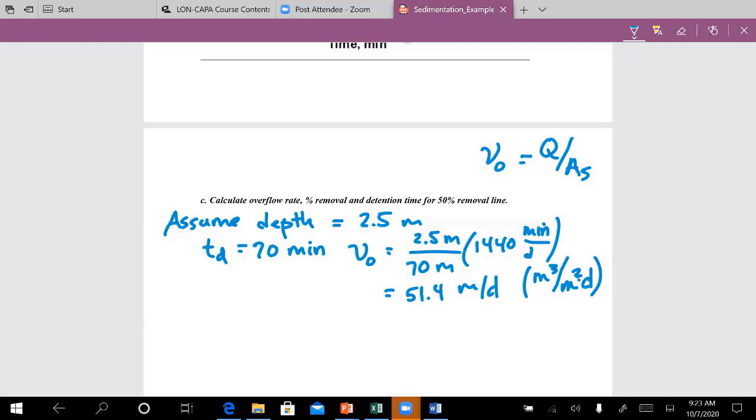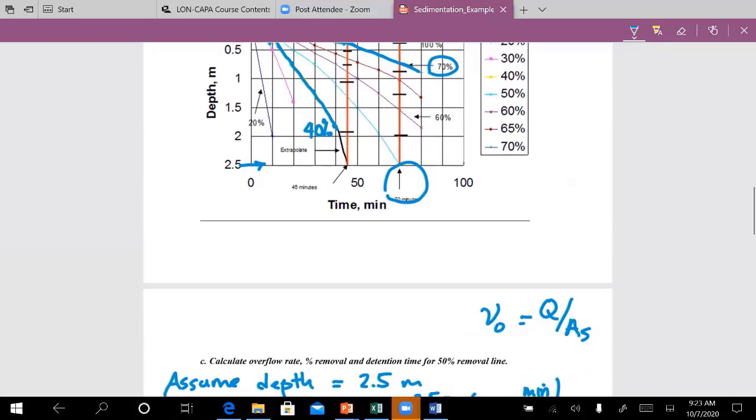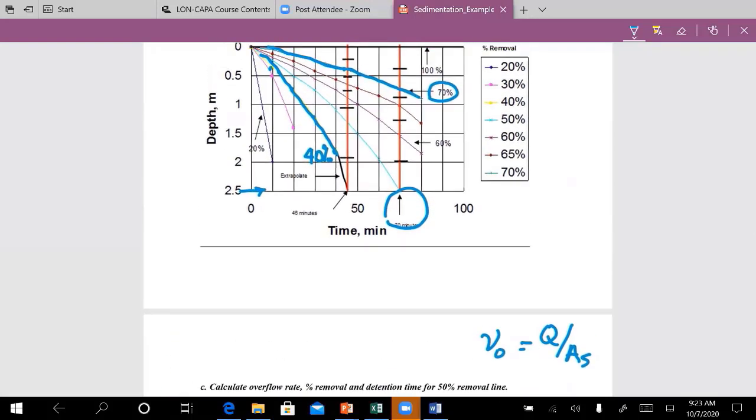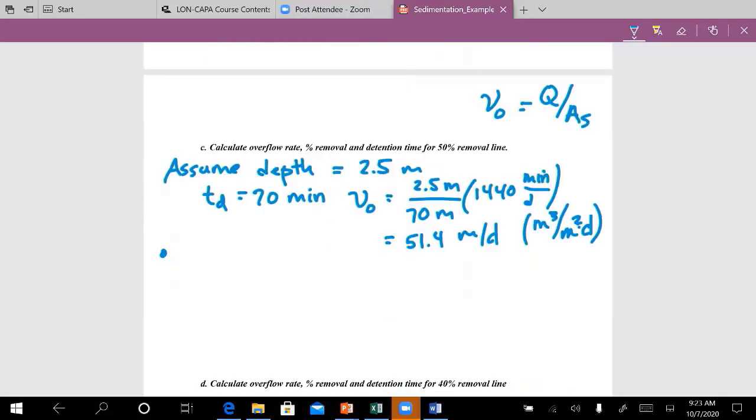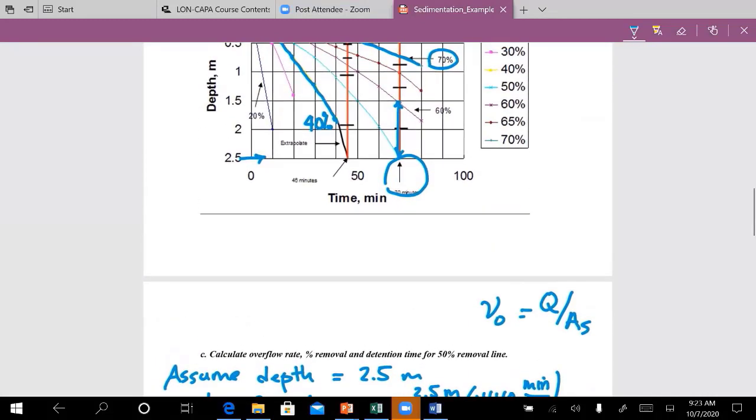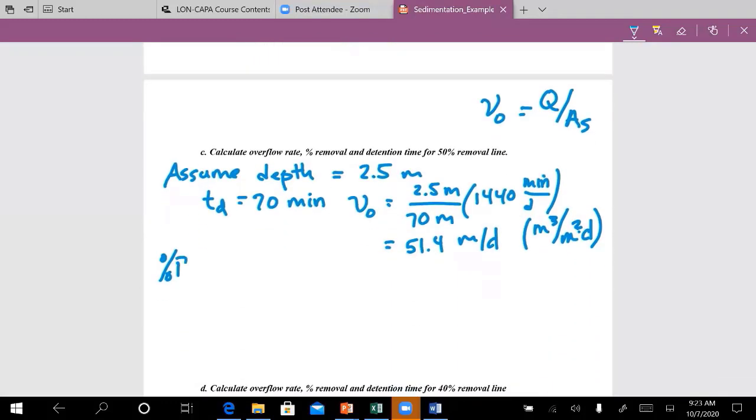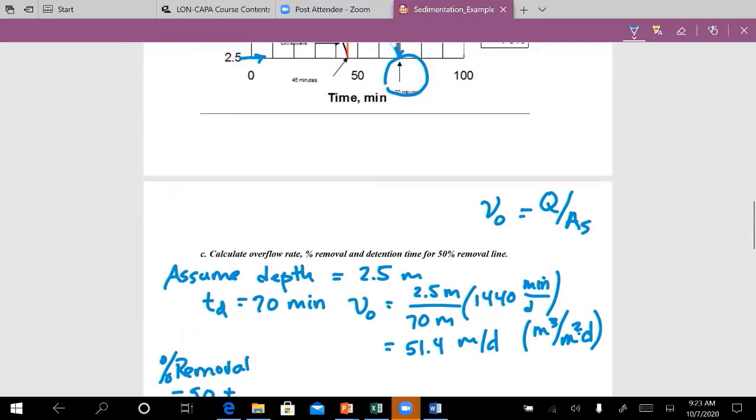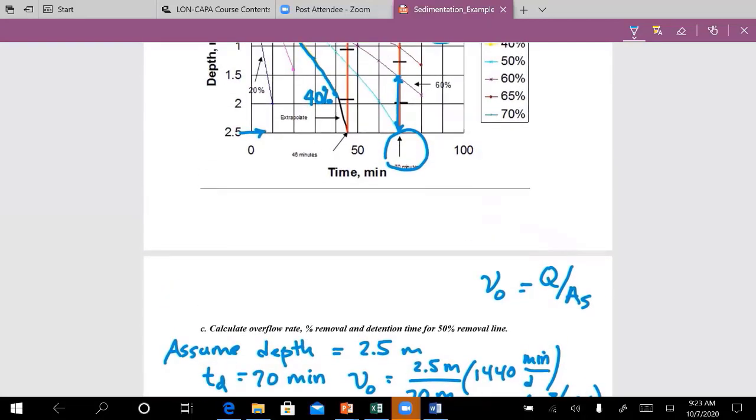In order to find the percent removal, we're looking at this line that's shown in red here. We start at the bottom. This is our 50% line. So percent removal equals 50 plus, we'll take the difference between these two iso concentration lines and that midpoint right there.